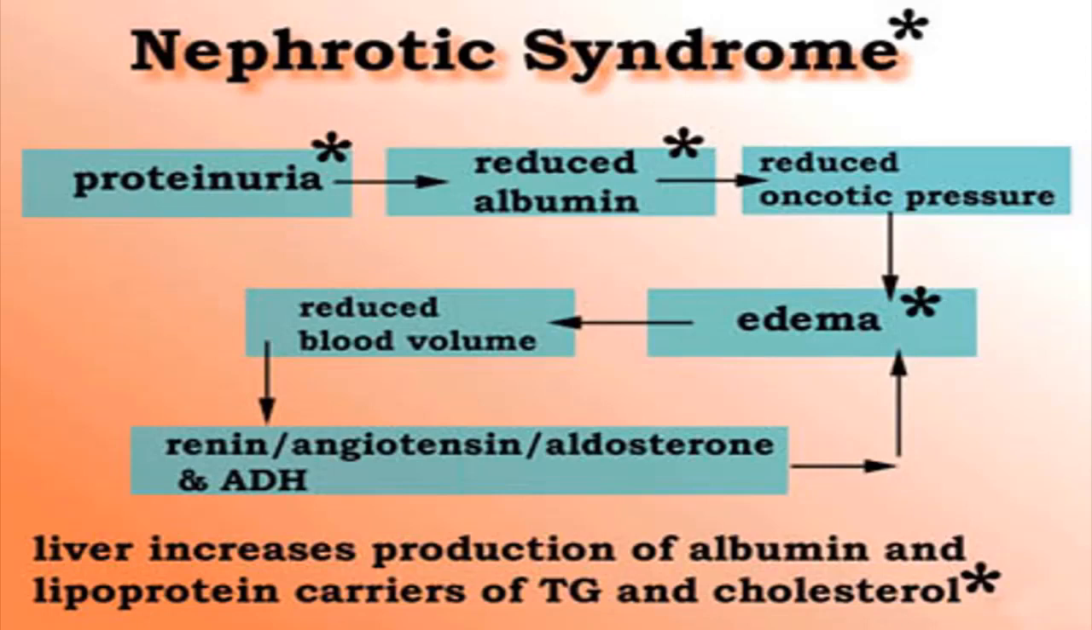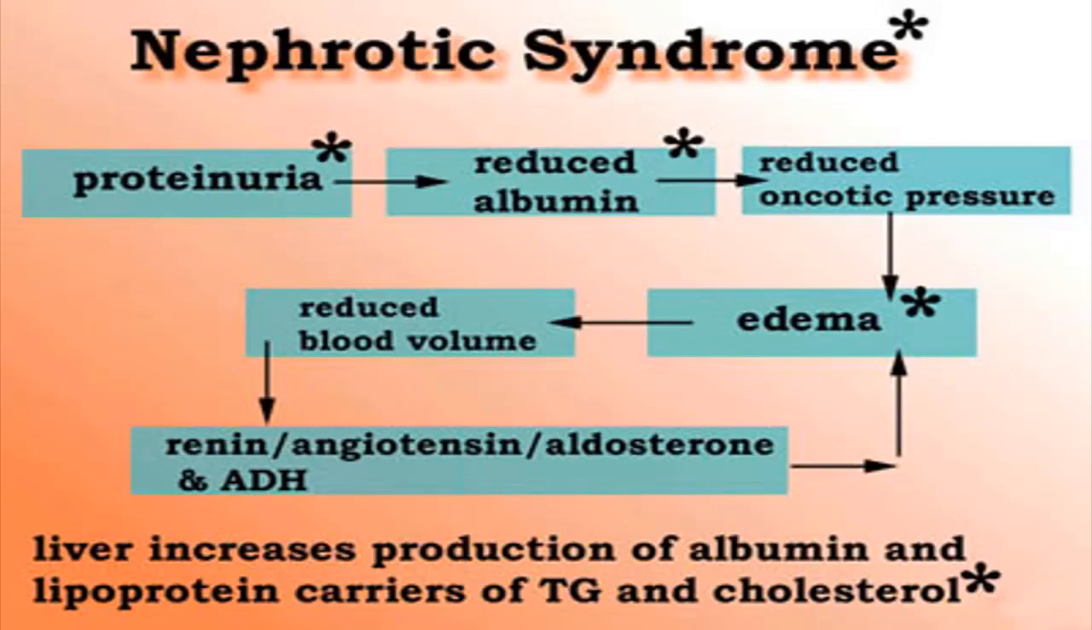All these cause edema, because as we know, aldosterone will lead to sodium retention, and antidiuretic hormone causes a decrease in urine output and retention of water. All of these can cause the edema, in addition to the decrease in oncotic pressure and transudation of fluid.